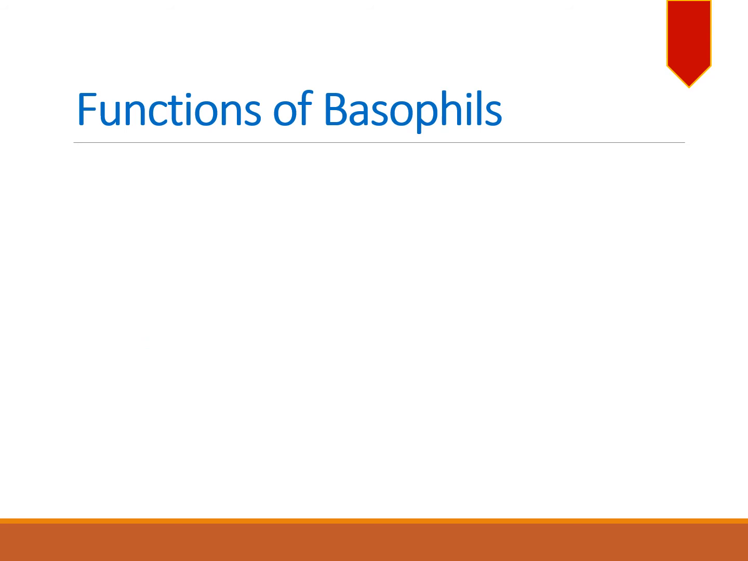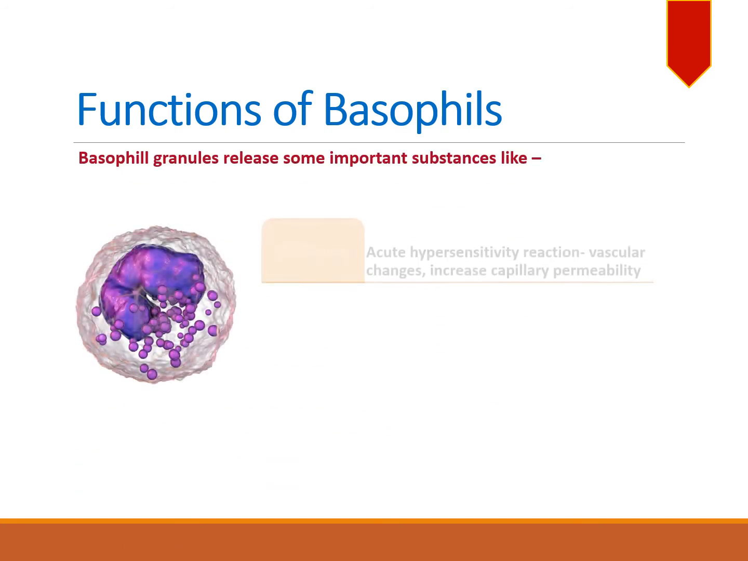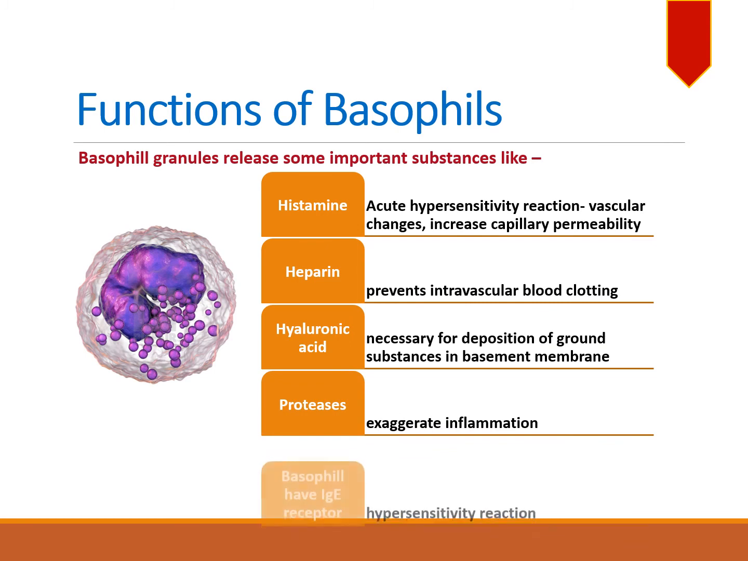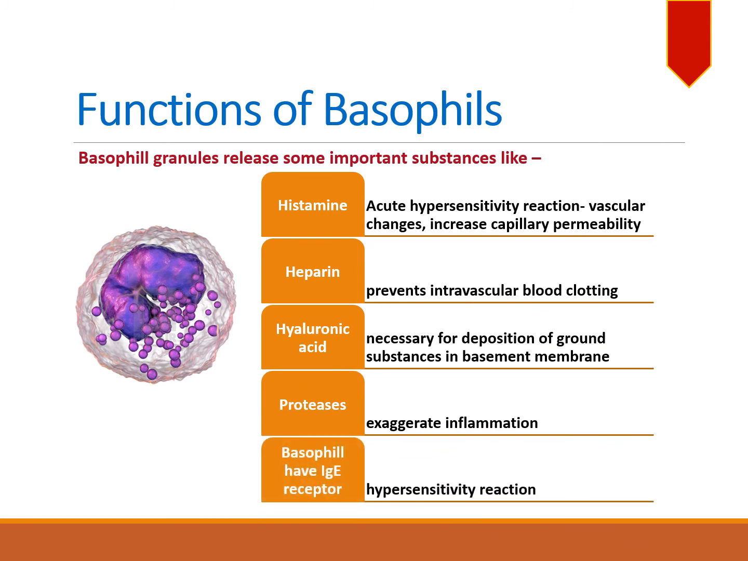Next, we'll study the functions of basophils. Basophil granules release some important substances like histamine, which helps in the acute hypersensitivity reaction; heparin, which helps to prevent intravascular blood clotting; hyaluronic acid, which is necessary for deposition of ground substances in the basement membrane; proteases, which help to exaggerate inflammation; and Ig receptors, which help in the hypersensitivity reaction.